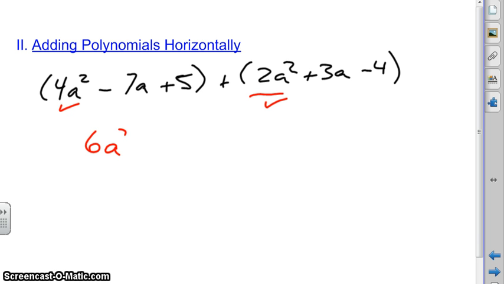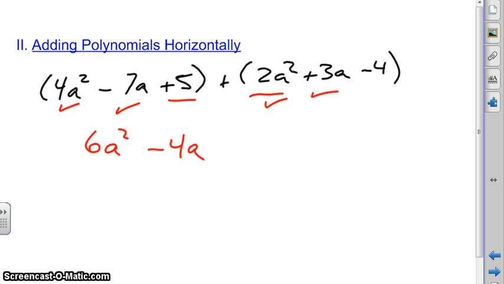Good. Okay. And then we look at the next term and we have negative 7a. Rachel, what could go with negative 7a? Positive 3. And what do you end up with? Negative 7 and a positive 3. Negative 4a. Good job, negative 4a.